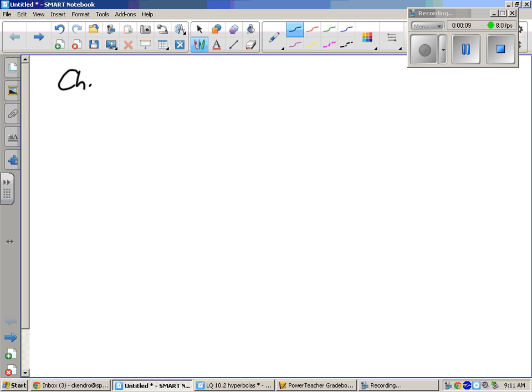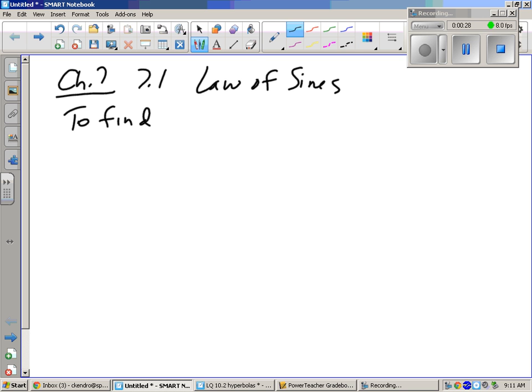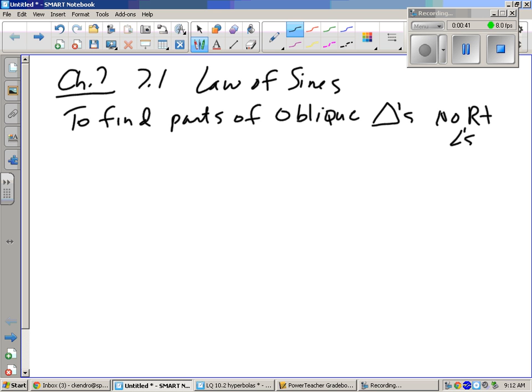We are starting chapter 7. This is section 7.1, and it's the law of signs. So there's a new sheriff in town, and he's talking about the law of signs. The law of signs is used to find parts of oblique, kind of a cool word, oblique triangles. That means it has no right angles, and the sides are all different.